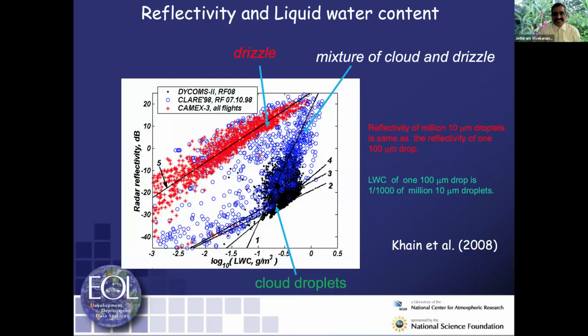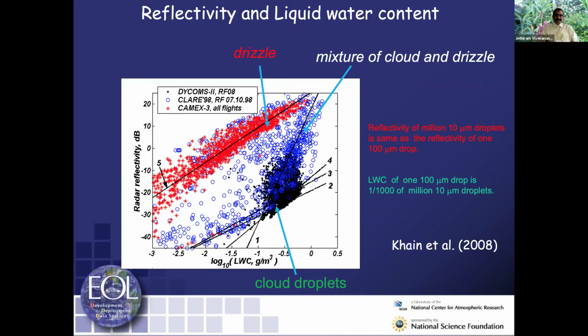In terms of challenge, what is the challenge we face in estimating liquid water content? This curve shows radar dBZ values on the y-axis and the logarithm of liquid water content on the x-axis. The red color shows drizzle. The black dots in this case show cloud droplets. Then blue is cloud and drizzle mixed together. Now, if you know whether it is drizzle or cloud droplets, for a given dBZ, you might be able to estimate liquid water content reasonably.